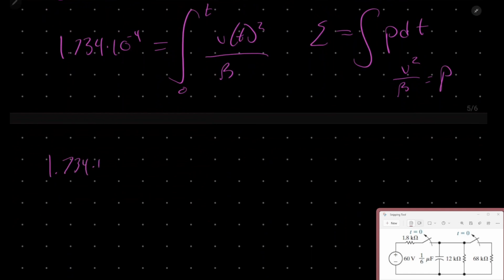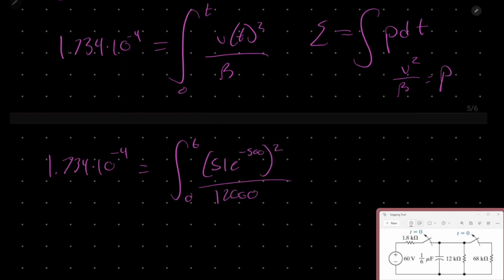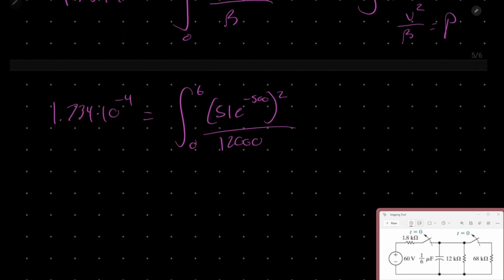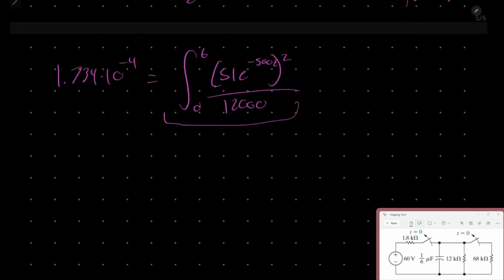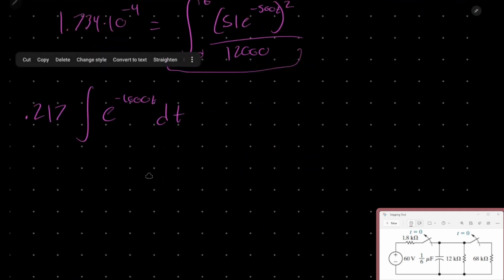We got 1.734 times 10 to the negative 4 is equal to the integral from 0 to t of 51 e to the power of negative 500t, all squared over 12k. Okay, and then we will simplify all this like we did exactly above: 51 squared divided by 12k, you get 0.2167. And then remember that when we square an exponent, we multiply them. So we pull out, like we did over here, the integral of negative 1,000t dt. Remember, this is pretty much the same as what we did before. And then we will take the integral of this.